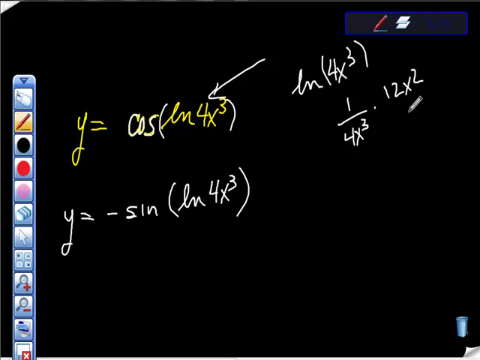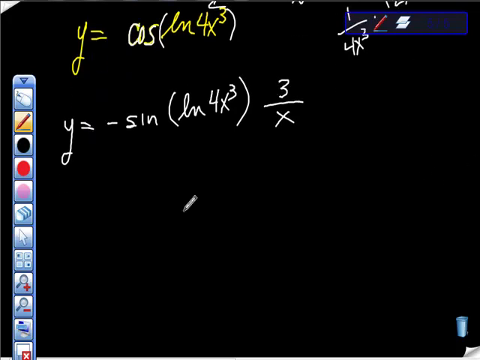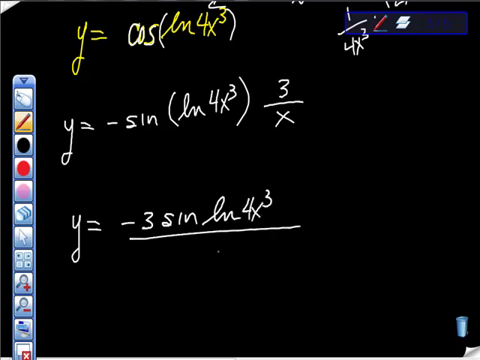I put this together, I get 12 over 4 is 3, so 3, and x squared over x cubed is 1 over x, isn't it? So if you look at all that together, I guess I could clean that up a bit and put y prime is equal to 3 times negative 1 is negative 3 sine ln 4x cubed all over x. Remember, this x is in the argument and therefore can't be simplified to this. All right?